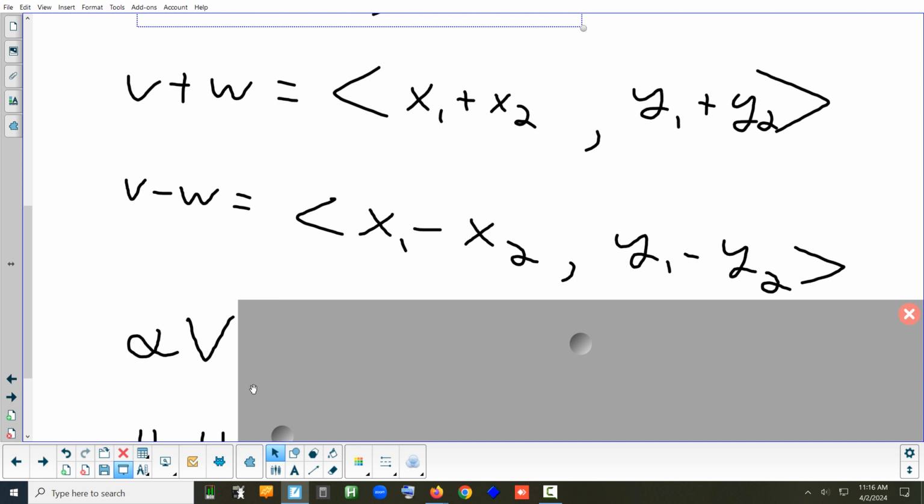Okay, this is a scalar product. So it could be 3V or 5V, but this would be a number. That's the symbol your book uses, so that's what I used.